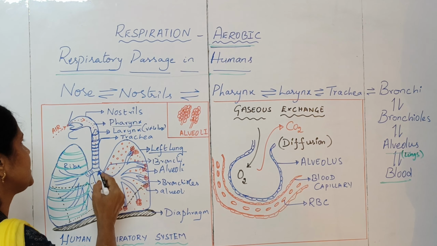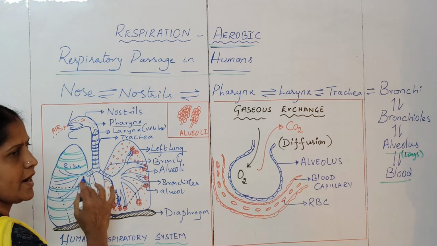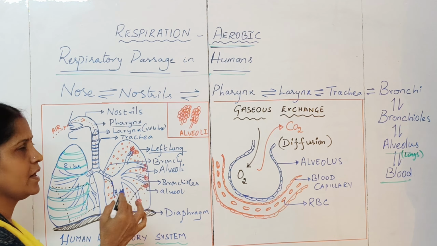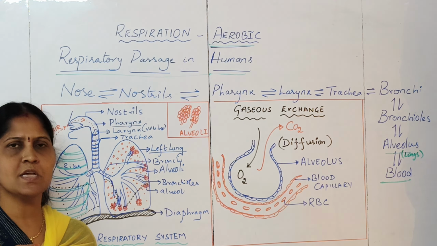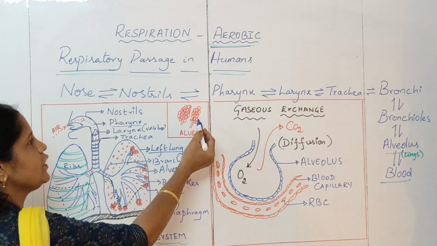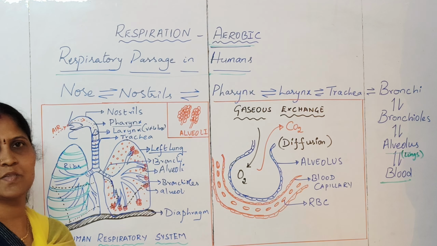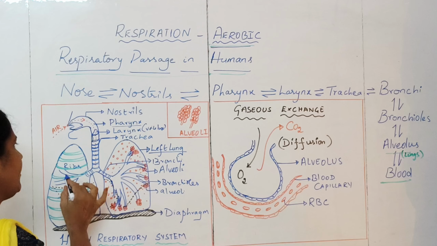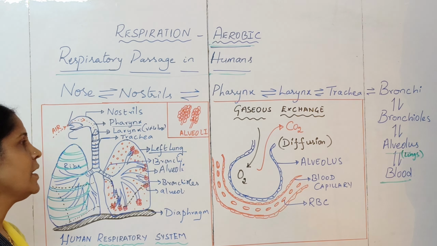Then followed by that, you have the bronchi, the right and left bronchi, and further they will bifurcate into bronchioles, which will end up in these sac-like structures which are called alveoli. You can see the alveoli clusters, how they look at the end of the bronchioles on each side. And we have drawn the ribs there.